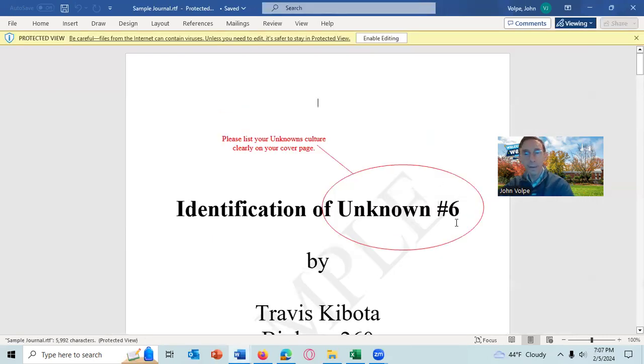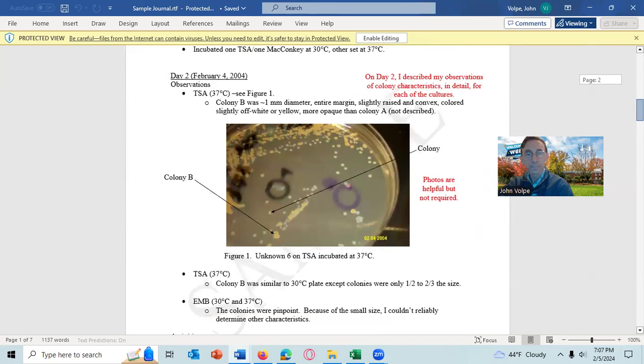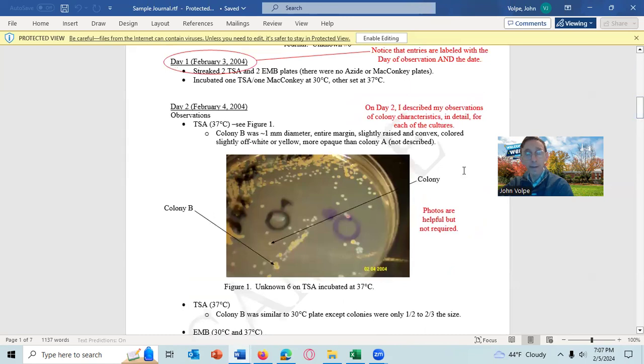So there's the unknown number by Travis Kubota. Initially, this student, or actually this is an instructor, streaked out the unknown species, and they were given 2 species to begin with. If you were in the lab, we would have you do this. However, in the online class, we will just send you one number, which will represent one unknown species.